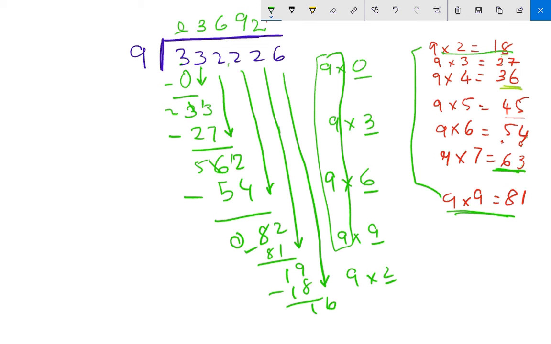Now I feel like I've made a mistake here, but I'm going to go through with it and go 9, which is 1. So how do I get 9? I get 9 times 1, which is, there we go. And I have the remainder of 7.